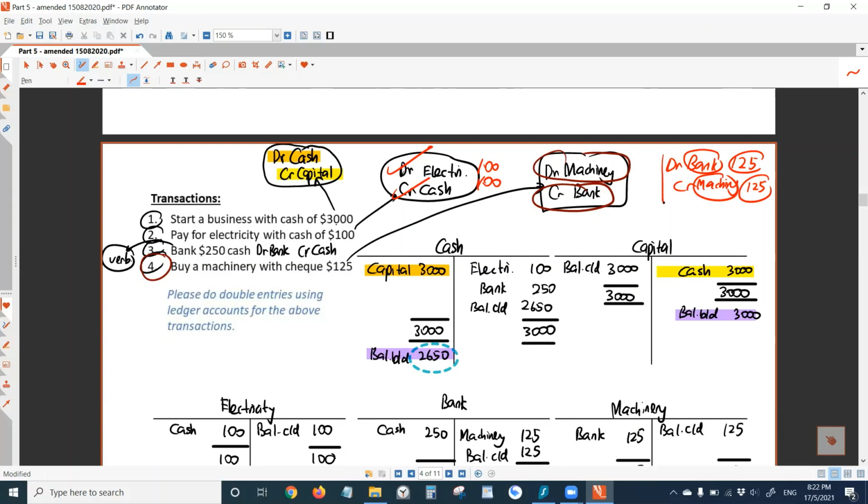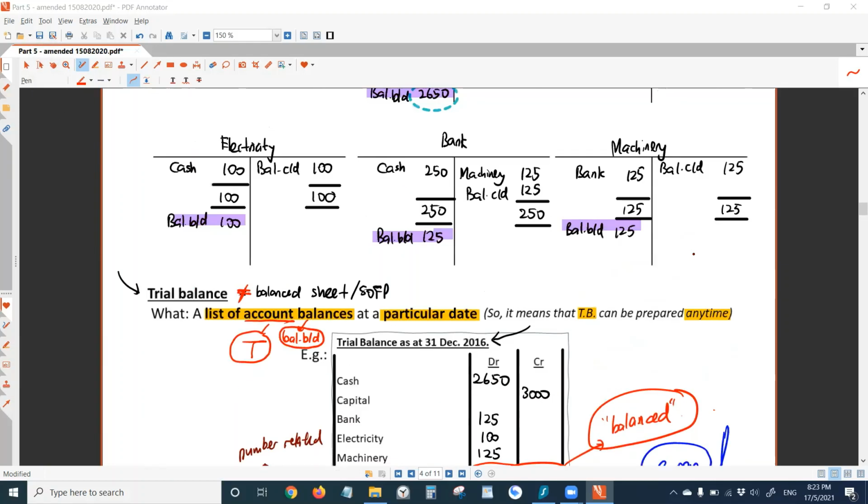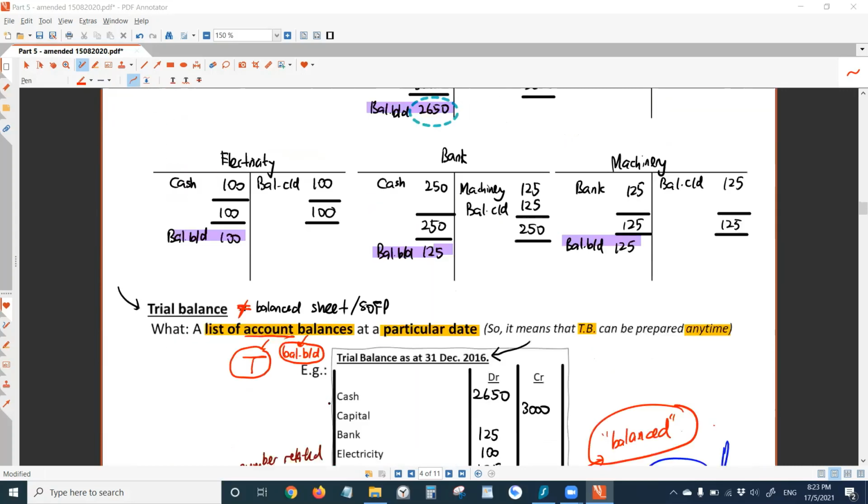Okay, so do you think, even though this error exists, the trial balance would still be balanced? What do you think? Yes or no? It still will be. Yes, correct. Good, Razin. It would still be balanced because you have done a debit entry and a credit entry of the same amount. So the trial balance will still be balanced even though you debited the wrong account and also credited the wrong account.